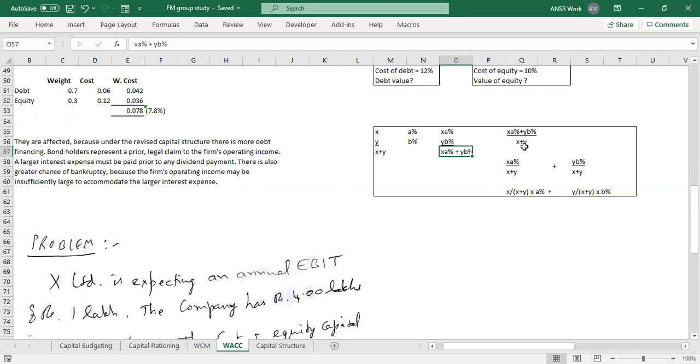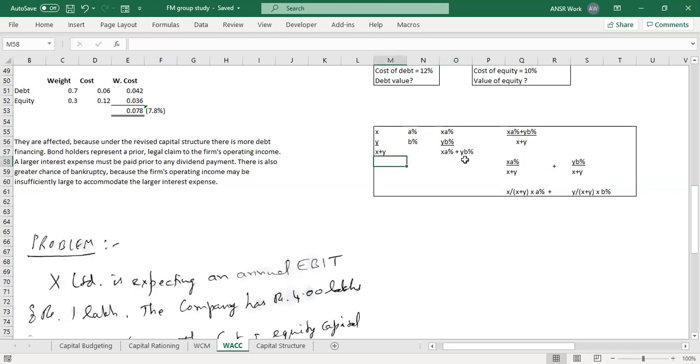Just the same way we did 1,400 divided by 25,000. One minute. That X you are talking about will be X into A percent. It will not be a percentage, it will be the absolute amount. So X A percent plus Y B percent is your 1,400, and X plus Y is 25,000.